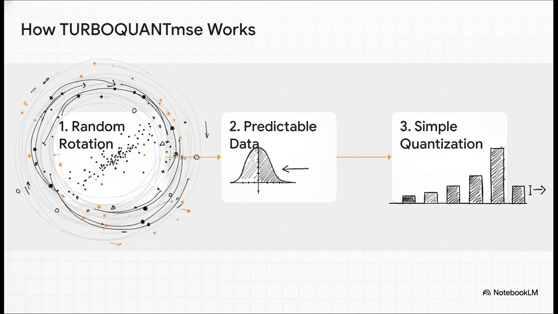Now, here's the magic. That spin makes the data's coordinates suddenly become predictable. They start to follow a known statistical pattern. And because of that, you can now compress each little piece of data all by itself, as simply as possible, without having to worry about how it affects all the others.